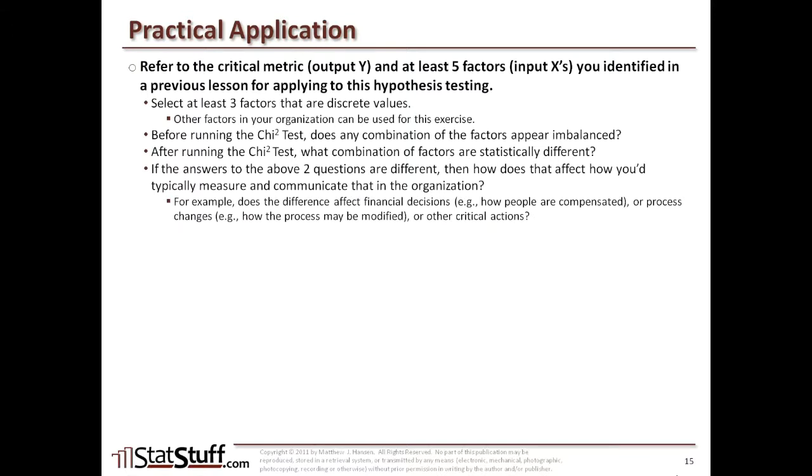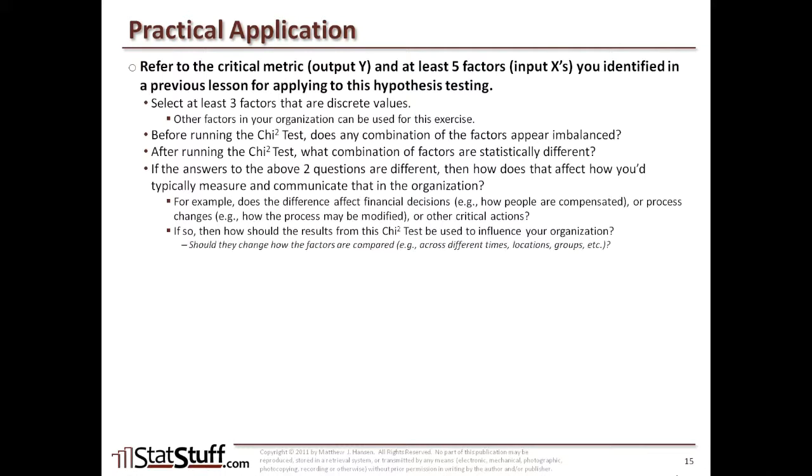For example, does the difference affect any financial decisions that are made, such as how people are compensated, or any process changes that might be made, that is, how the process may need to be modified, or any other types of critical actions? If it does make a difference, then how should the results from this Chi² test be used to influence your organization? Should they change how the factors are compared? That is, if you're comparing them across different times, locations, or groups, should it change how you compare them? Or should they change how the factors are being measured currently? Or should it change how we react when we compare the factors in this way?